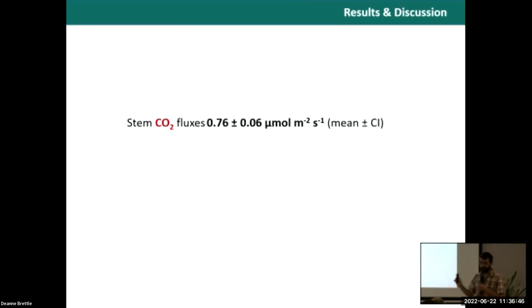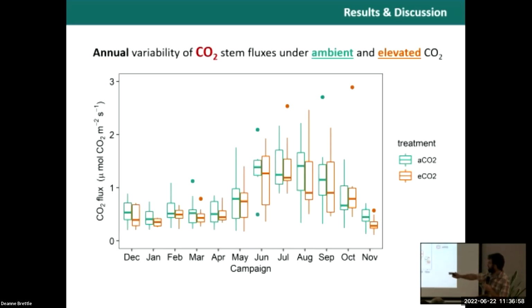So, basic results: yes, those trees are emitting carbon dioxide through the stems. The average rate during the whole year was 0.76 micromoles per meter squared per second. And if we look at the annual variability of CO2 fluxes, we can see a clear pattern, with emissions being really low during winter, then increasing during the growing season and decreasing towards the end of the year.